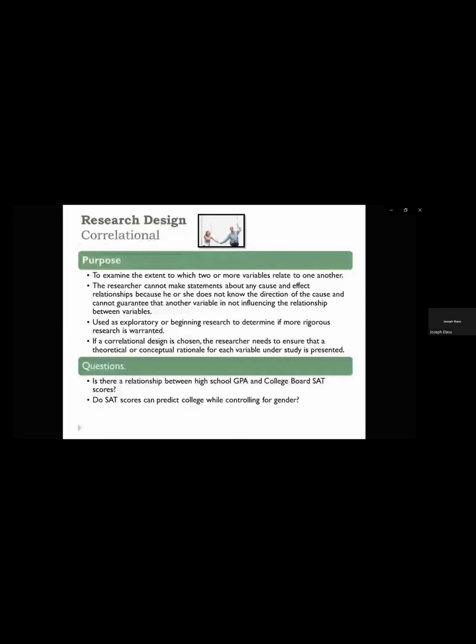Again, I want to reiterate, if you choose a correlational study, if you want to look at the relationship between two variables or multiple variables, note that you can only make statements about relationship, and you use this design because there's very little research in the area and it's exploratory. You're only beginning research in the area, or the models that have been presented, specifically predictive models, are not complete. There's still parts of it that are unexplained.